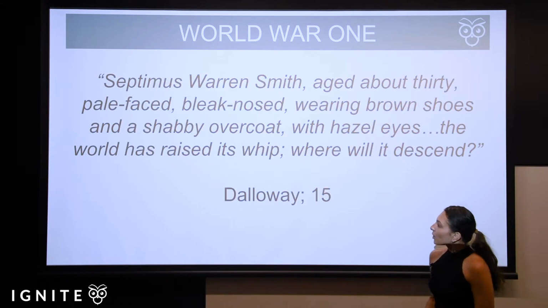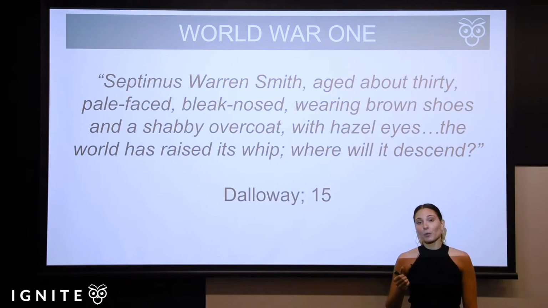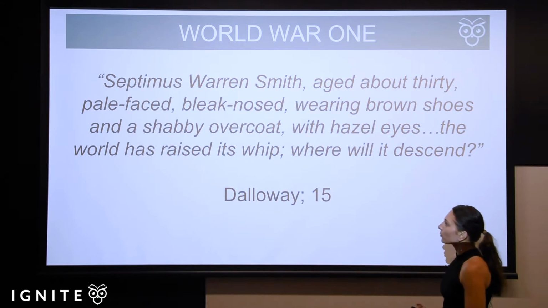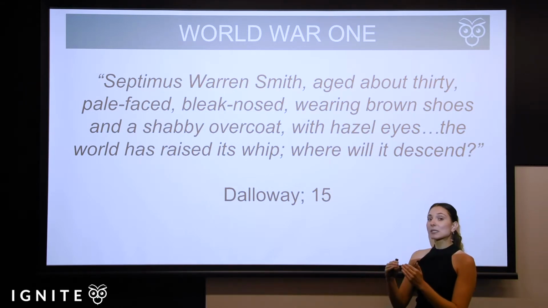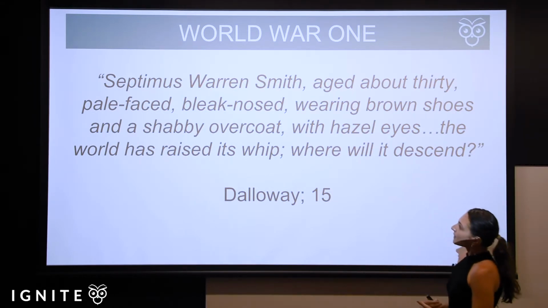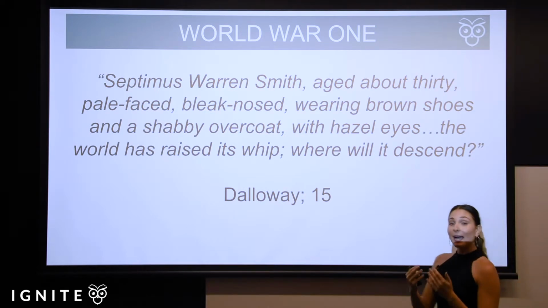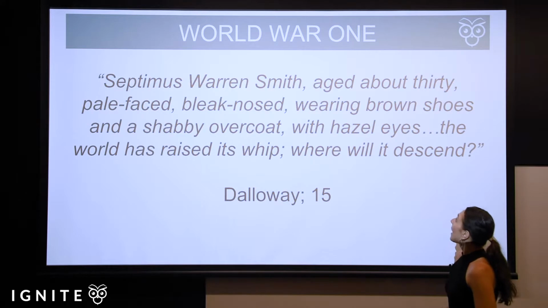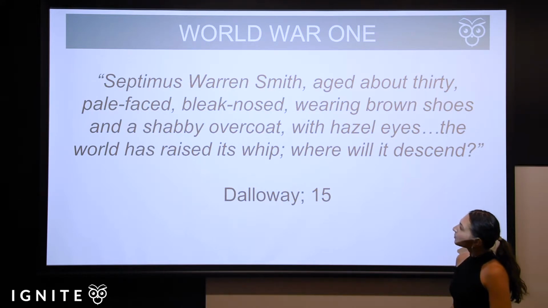Okay. So what I've done here is I've actually shown you a quote which exemplifies this notion of World War I feeding into the meaning that's conveyed in the text. I've given you an explicit example here. Let's have a quick read through. Most of the quotes I give you today are from the early stages of the text. So it says here, Septimus Warren Smith, who is the character that reflects Mrs Dalloway, right? He is the war veteran. Aged about 30, pale-faced, bleak-nosed, wearing brown shoes and a shabby overcoat, with hazel eyes. The world has raised its whip.